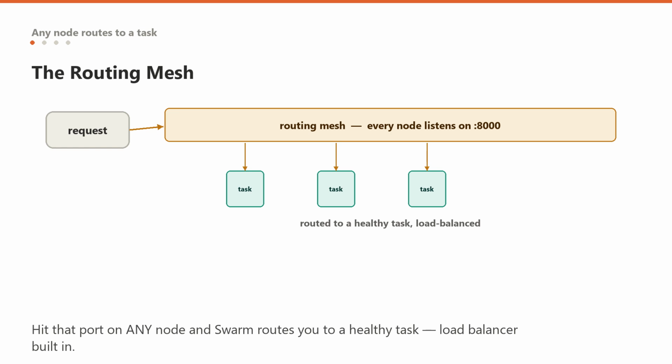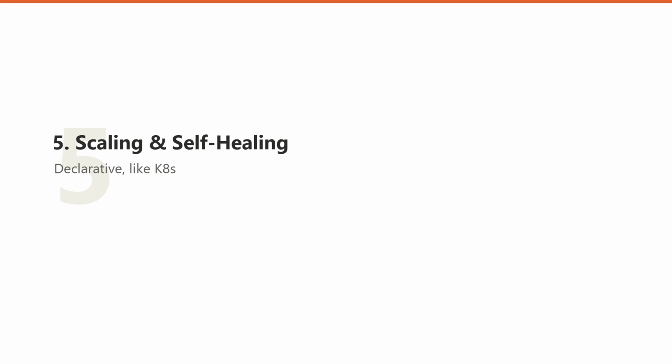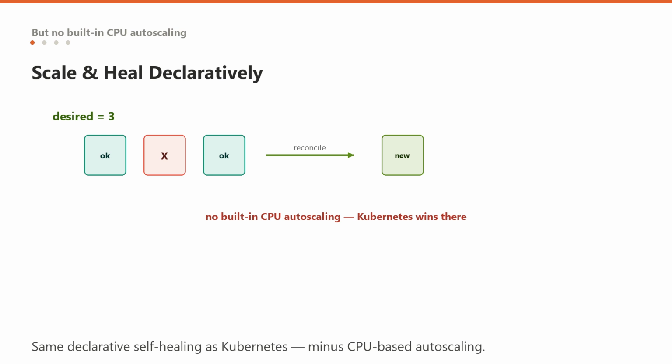Simple, and it just works. Concept 5. Scaling and self-healing. Scaling and self-healing work exactly the way you'd hope declaratively. To scale, you run Docker service scale, changing 3 replicas to 10, and Swarm launches 7 more tasks.